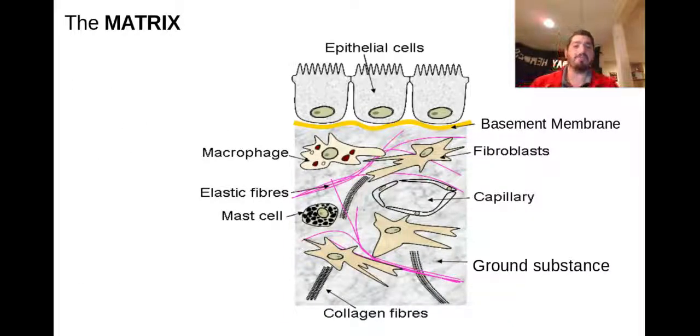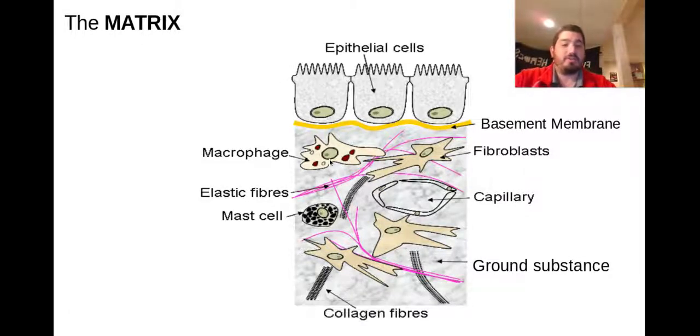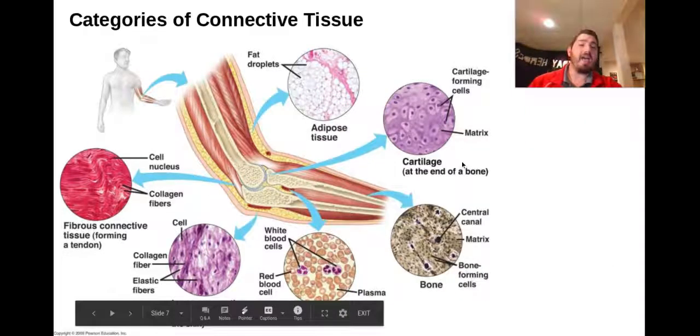And we talk about this word, the matrix, right? So that matrix is kind of that whole mix of stuff floating around there. And you'll see, if you remember from last week's video, epithelial cells are way up here on top. And if you remember, we talked about this basement membrane, right? The membrane, thin membrane that forms the boundary between your epithelial tissue and your connective tissue. And again, look at all that stuff down here in the matrix, right? We have macrophages, all different fibers, elastic fibers, mast cell, the ground substance, right? That fluid and stuff that's filling that space, collagen fibers, capillaries, blood, fibroblasts, all types of stuff floating around in that matrix.